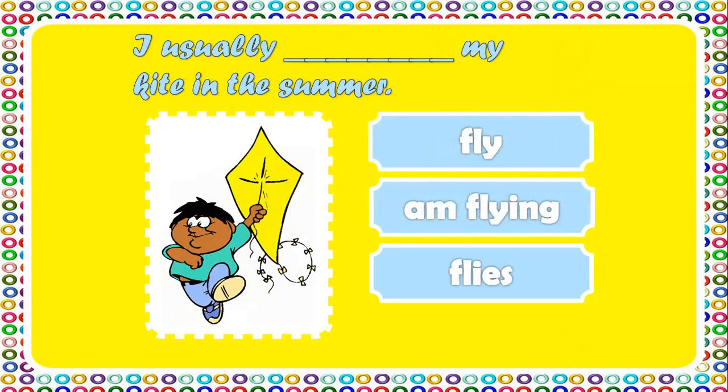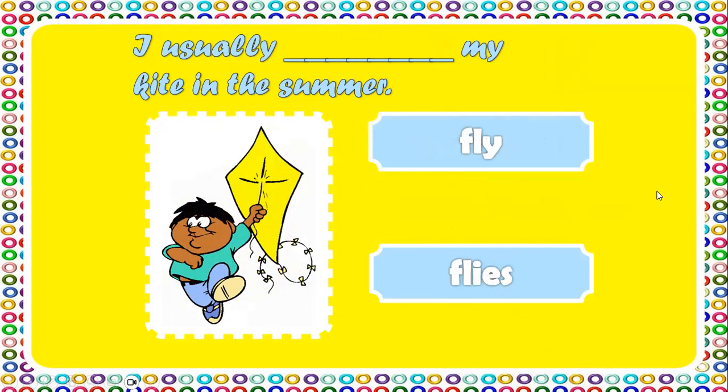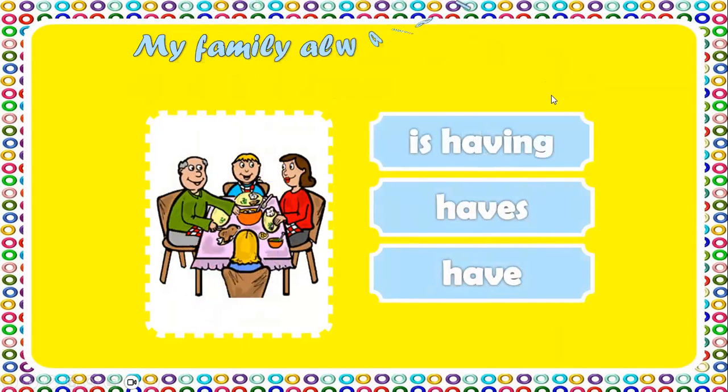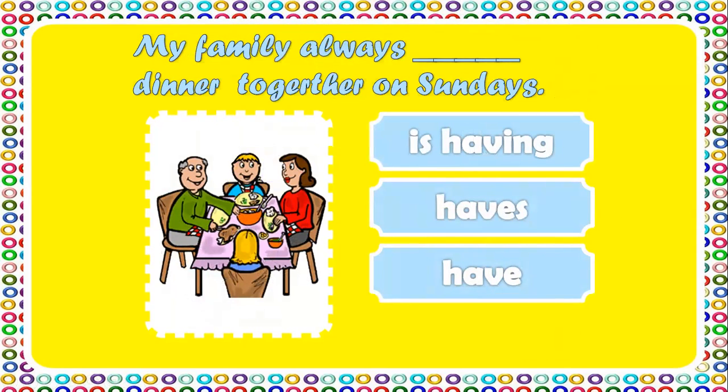Usually I am flying. No. Fly. No. Fly. Yeah, because we are using I, porque utilizamos el I, recuerda que el verbo pues se queda igual, okay? So it's fly, okay? Very good, Maria Salome. Let's go, Miss Mayra. Tell me, what's the answer for this one? My family always have dinner together on Sundays. Excellent, thank you. Thank you, Miss.